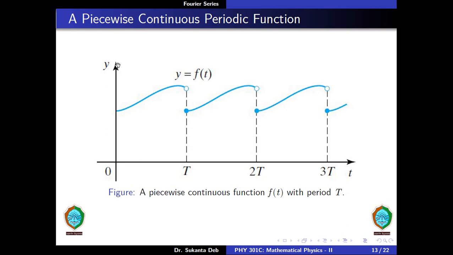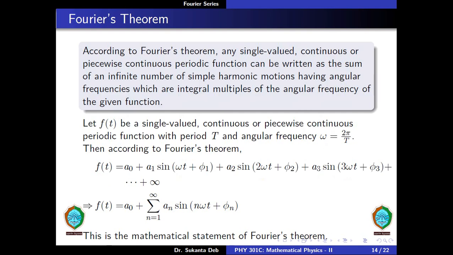Now this figure shows a piecewise continuous function f of t, which has a period equal to capital T. We can see that at the points capital T, 2T and 3T, the function has a discontinuity. Otherwise the function follows a regular pattern up to a length capital T, and after that, at the point T, the function has a discontinuity and the same pattern repeats. That's why the function is a piecewise continuous periodic function with a period capital T.